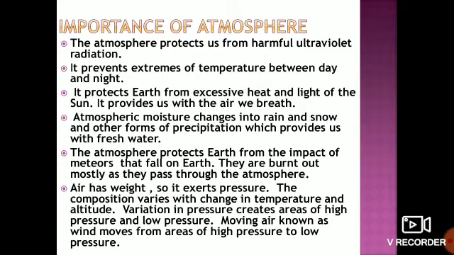The atmosphere protects the earth from the impact of the meteors which enter from space and fall on the earth. It protects us because they are mostly burnt out as they pass through the atmosphere. When they are passing through different layers of the atmosphere, they are generally burnt.